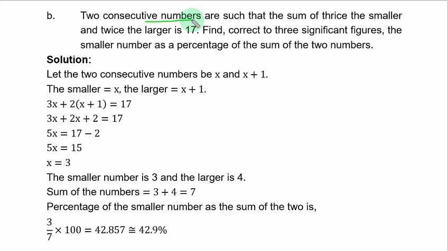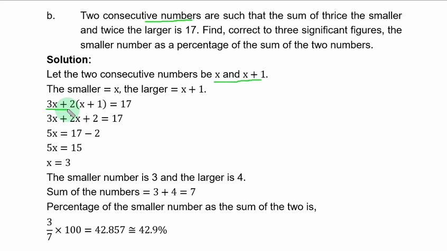So let the smaller number be S and the larger be S plus 1. What it means is that if, for example, the first number is 3, the second will be 4. Or the first number is 6, the second will be 7. So the smaller is S, the larger is S plus 1. From the question, thrice the smaller, that is 3 times the smaller, 3S, plus twice the larger, that is 2 multiplying S plus 1.